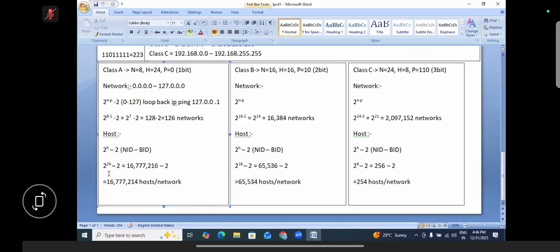Then you can substitute the values. 2 to the power of 24, the H value, minus 2. More than 1 billion IP addresses will be there. Who's going to use a network of 1 billion IP addresses? Tell me. Even if you use this network, what will happen? The broadcast rate is going to be higher. The more broadcasting happens, what will happen? We are unable to transfer the data quickly. Sometimes the network is going to go down. So that's why class A is not preferable.